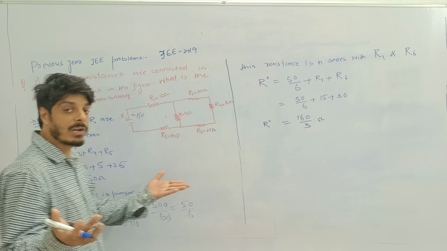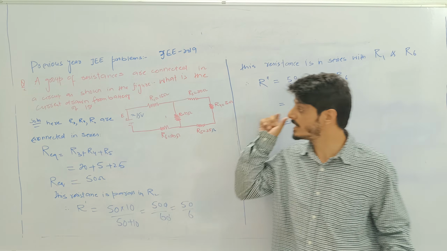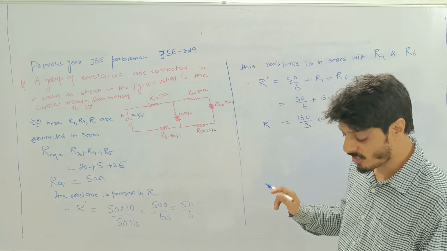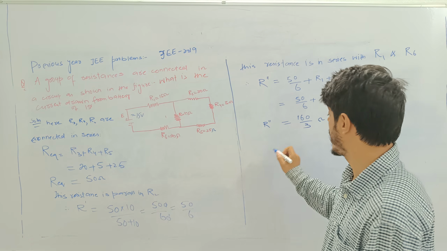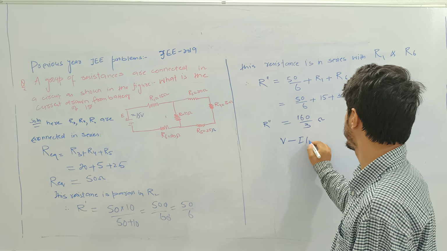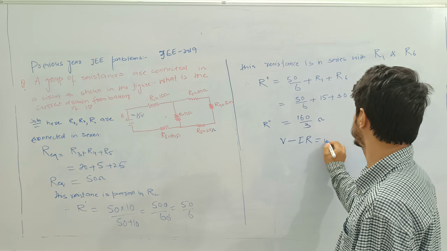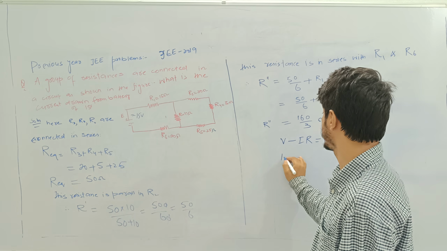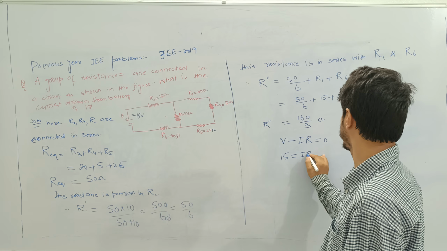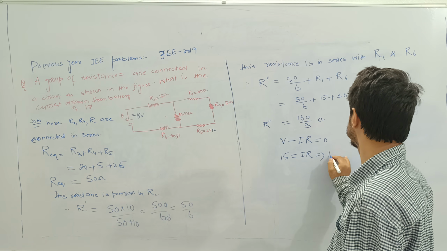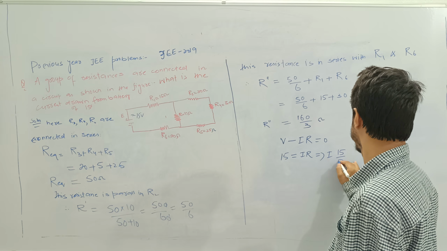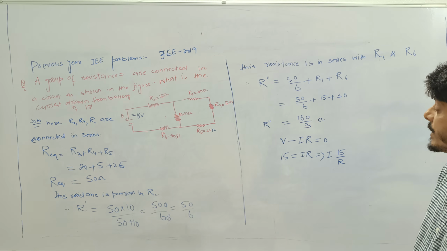Now what we have to calculate in this question is the current that is drawn from the battery of 15 volts. We know from Kirchhoff's law that V minus IR is equal to 0. Here V is equal to 15, so 15 is equal to IR. It means I is equal to 15 upon the resistance R.